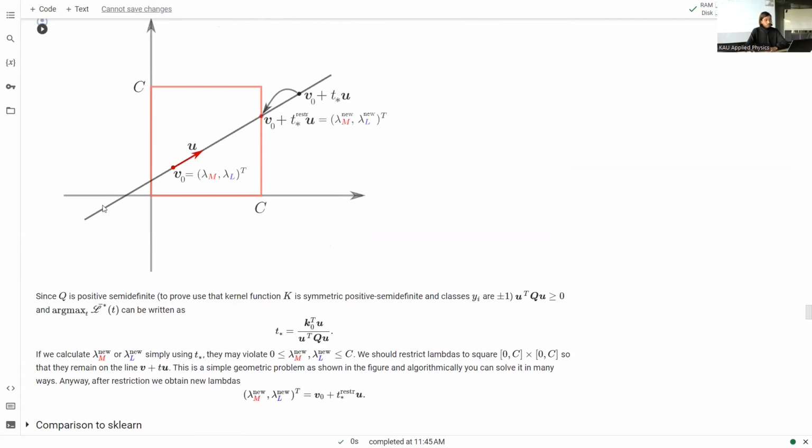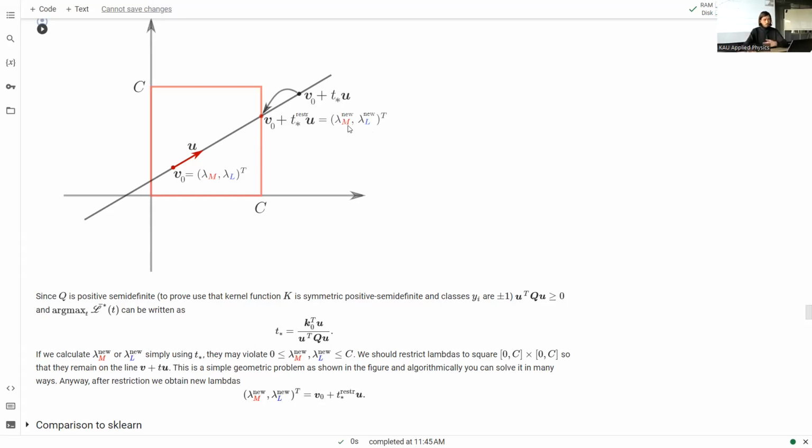So I just need to perform restrictions. When I was moving along this line, I found this point. This is my minimum. I know that my function is increasing if I am getting further from this minimum, on one side or the other. It's monotonically increasing; it's a quadratic function. So my minimum with respect to this restriction of parameter C should lie on the border of this square. If I get this point inside the square, everything is okay. If I get it outside, I should move a little bit closer and sit on the border of this square. And this is my new lambda m and lambda l.